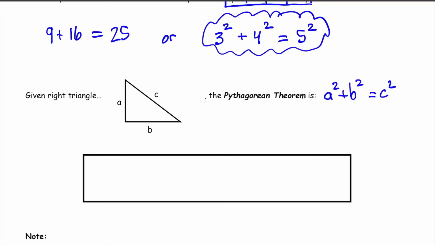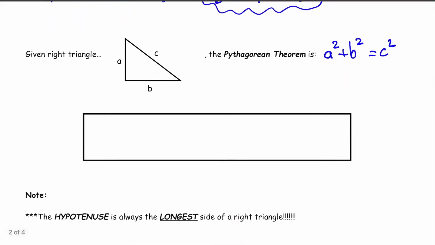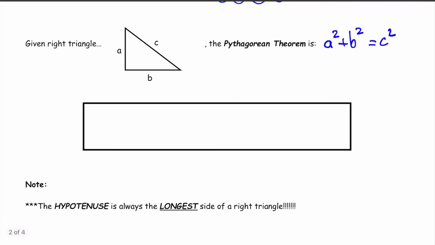But what I want you to really remember is, what does A represent? What does B represent? And what does C represent? So I want you to look at the bottom of the page first and notice this word hypotenuse. Hypotenuse is what we call the longest side of a right triangle, and it's always across from the right angle. So in this triangle, here's my right angle. I go across from it. This side C is the hypotenuse. That's the longest side in the right triangle.